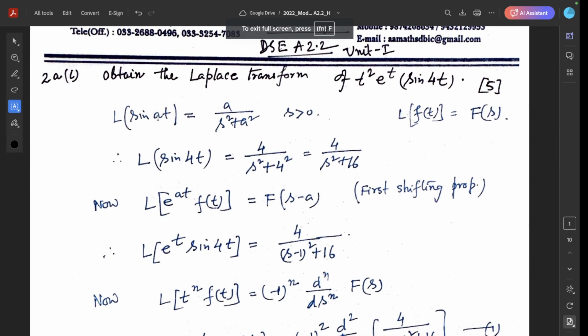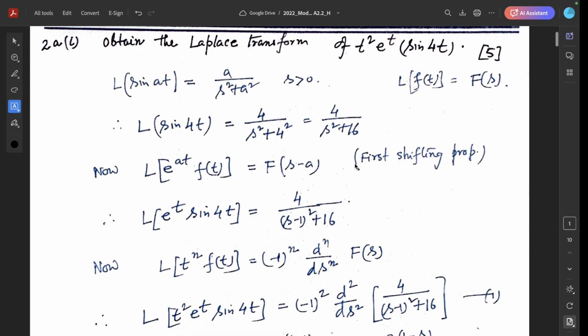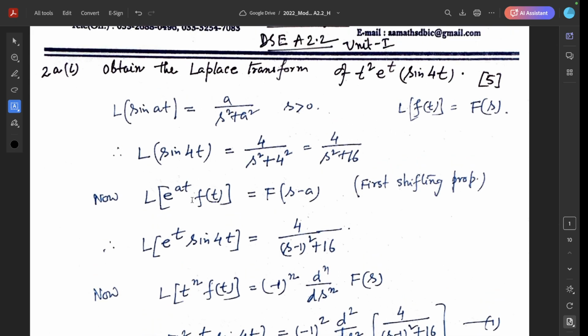Now, we use here L of f(t) equal to capital F(s). Now, L of sine at equals a by s square plus a square, a is greater than 0. Therefore, L of sine 4t equals 4 by s square plus 4 square, equals 4 by s square plus 16. And now, L of e to the power at into f(t) is equal to F(s minus a). It is the first shifting property. So, L of e to the power t sine 4t is equal to 4 by (s minus 1) whole square plus 16.